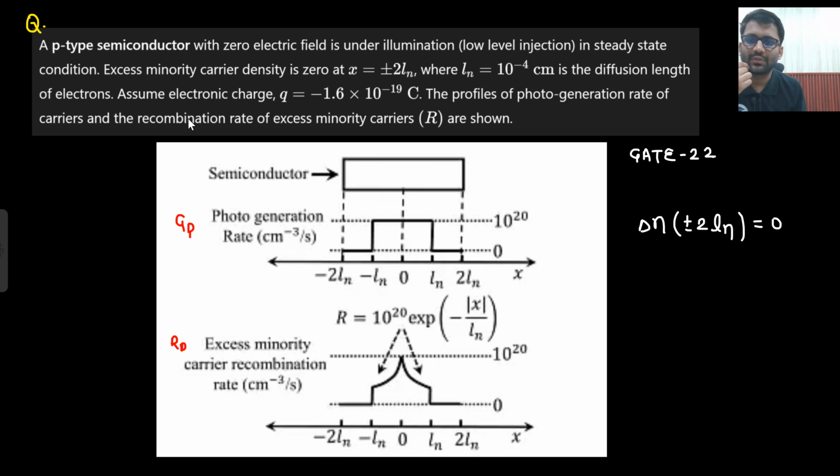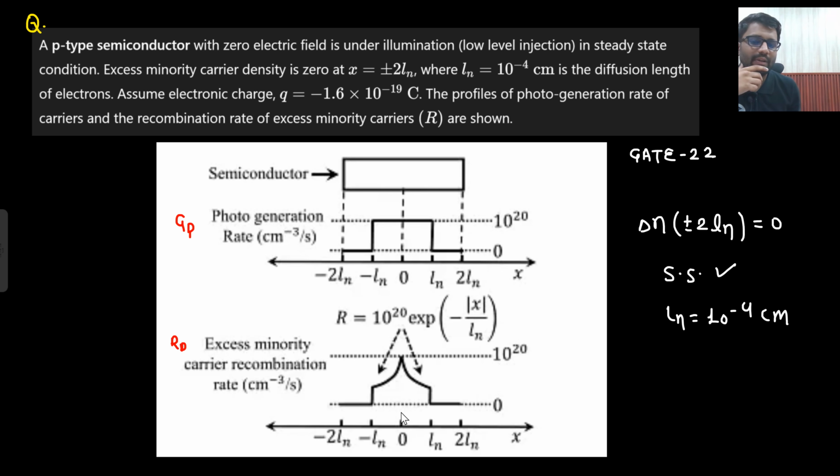Conditions are mentioned. Steady state is mentioned in this question, low level, steady state. So all the analysis we are doing is at steady state. That means the number of excess carriers is not changing with respect to time. They have reached their maximum value. Diffusion length is given, that is 10 to the power minus 4 centimeter. And charge is given, that we already know. And the profile of the photo generation rate and recombination rate is also given.